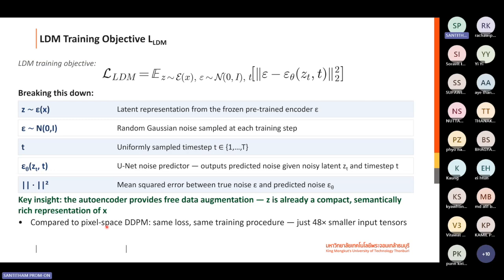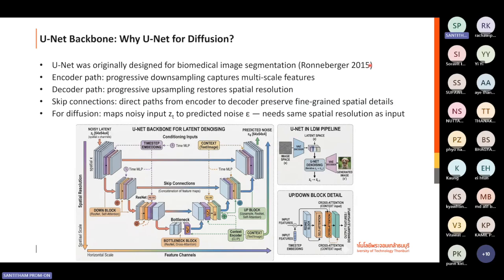The loss function of LDM is the difference in error, between the predicted noise and the real noise that you generated from the latent space. And then we will try to optimize this. The backbone is UNet. We already saw UNet in diffusion earlier.